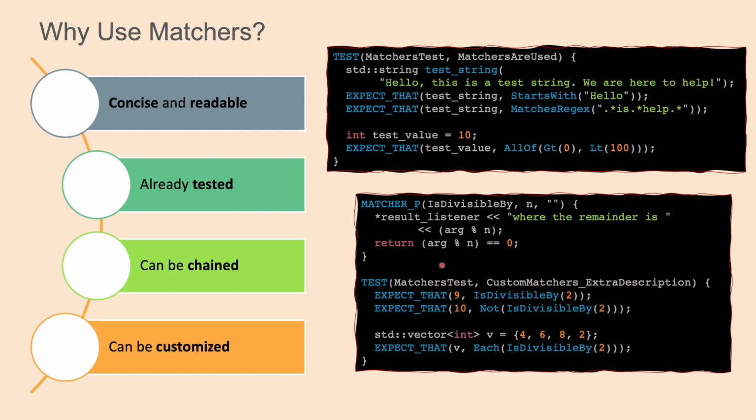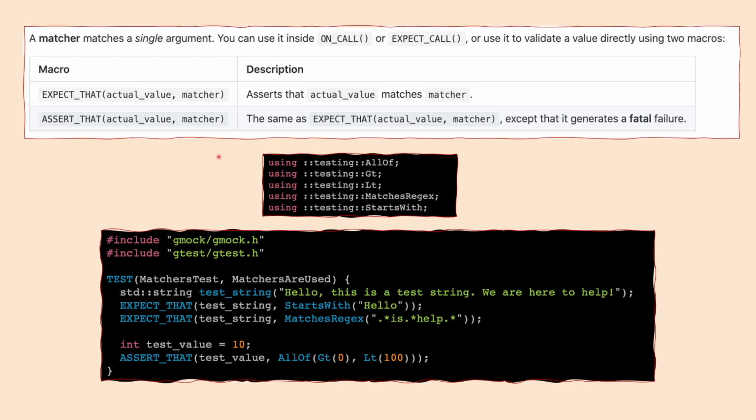And even if you insist on writing your own functions, you can expand on matchers and define your own. In the rest of this video, we'll go over the details of matchers and how you can customize them for yourself. Before that, let me just note that the difference that we saw for expect EQ and assert EQ in the previous video, in GMock, we have expect that and we have assert that.